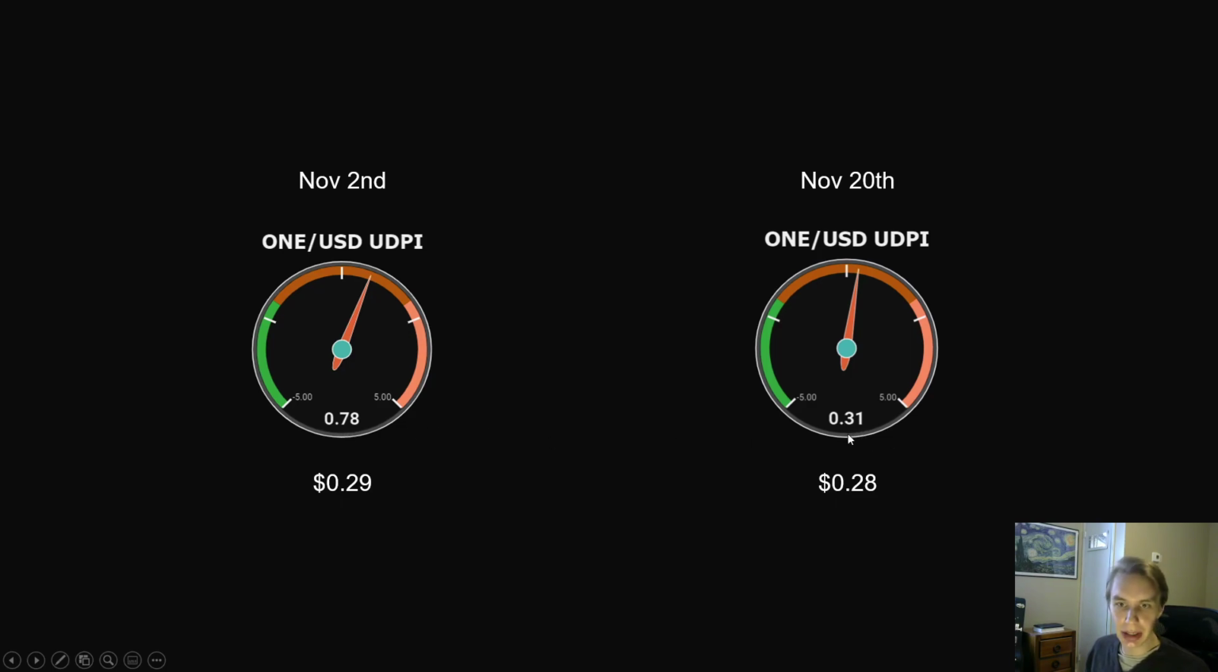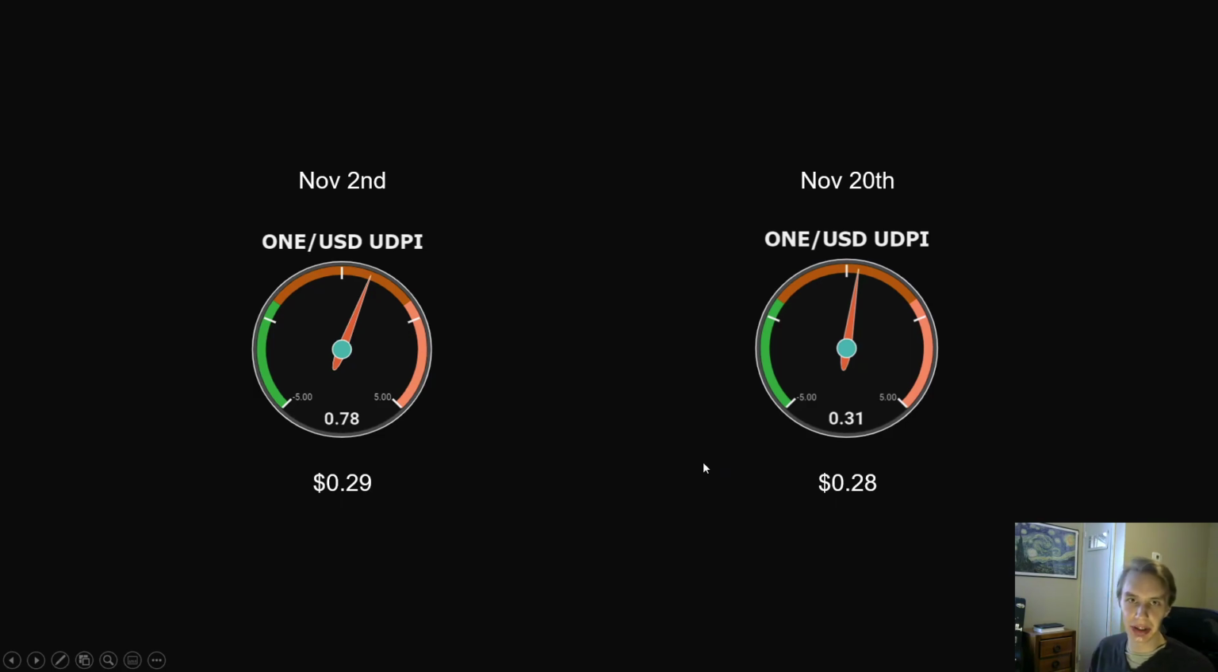And so what does this mean? How does this make sense that the price is virtually the same, but the UDPI is lower? And really what this gets at, and it's something that's just the truth about crypto in general, crypto being an upward trending asset, is the idea that what is a high risk price at one point in time might be a lower risk price later in time.